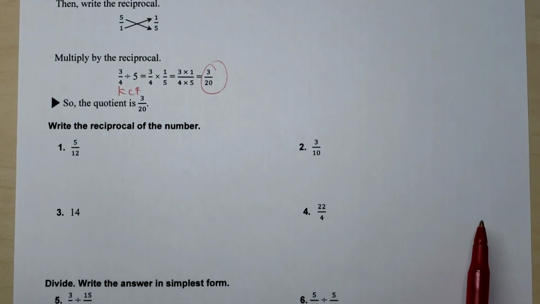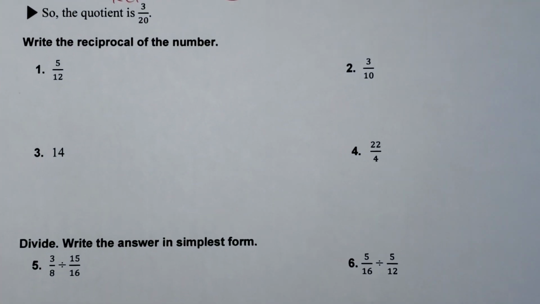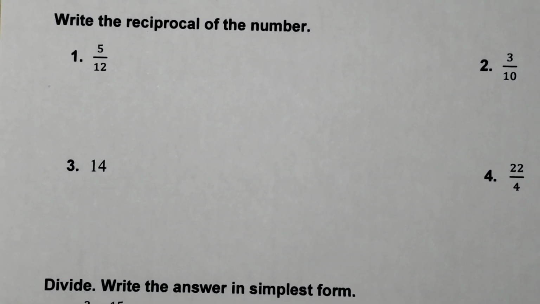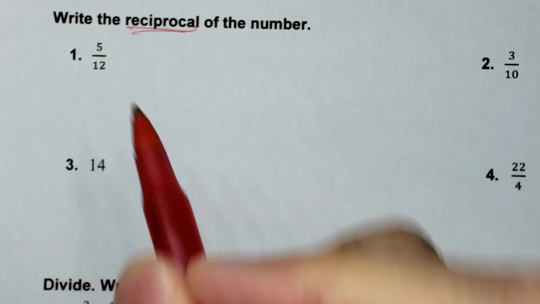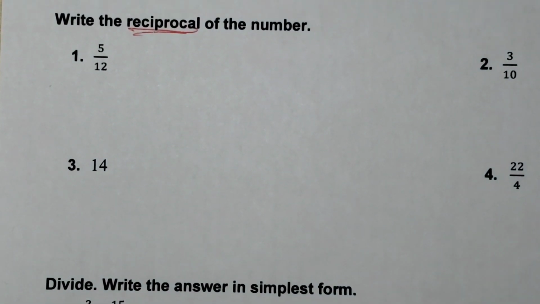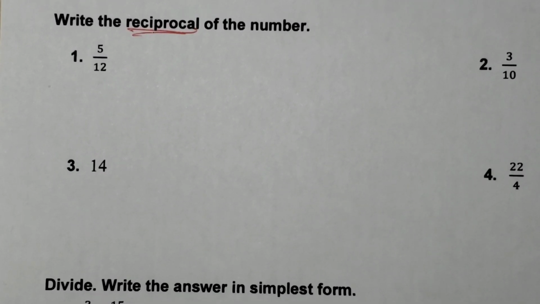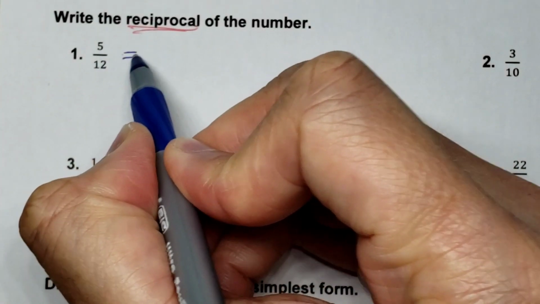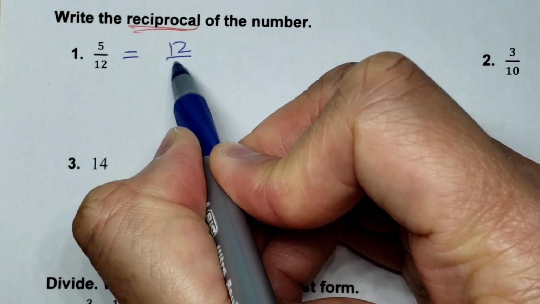Okay? So let's try some examples. Write the reciprocal of a number. Reciprocal means when two numbers multiplied together equal 1. Or just flip the number, to make it easier. So the reciprocal of 5/12 is 12/5.